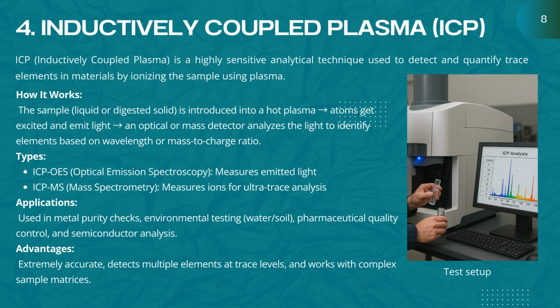Now, based on what detector we use, if it's ICP OES, we measure the emitted light. If it's ICP MS, we measure ions, and it goes down to ultra-trace level detection. This method is perfect for metal purity, water-soil testing, pharma, and even semiconductors. What's great about ICP is it's super accurate, handles multiple elements at once, and works even with complex samples.